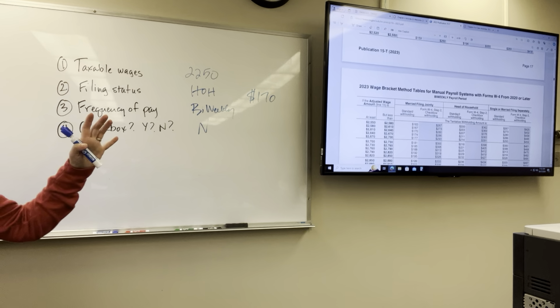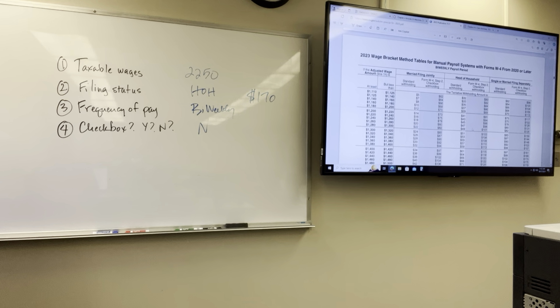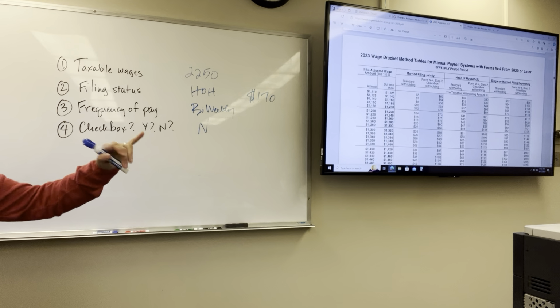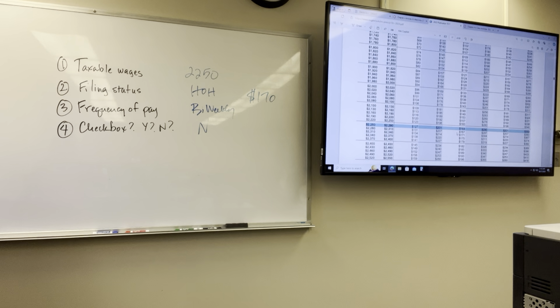So 2250. That falls right on the line. So which line are we going to use? Second line, right. So we're going to use this one here. We'll use the third number because the box is put down. Okay, head of household, no checkbox, which means standard withholding. So we're going to take 164 there.